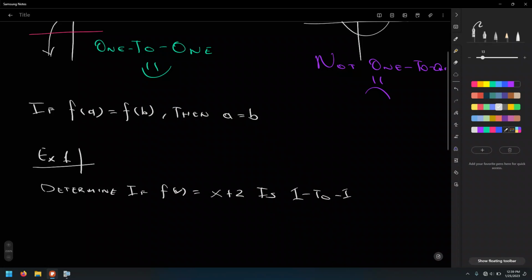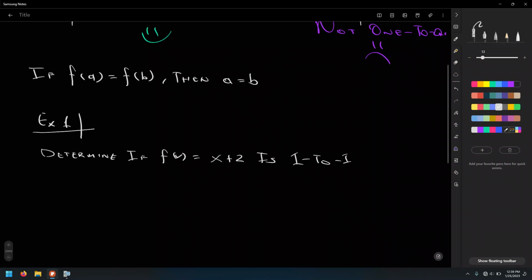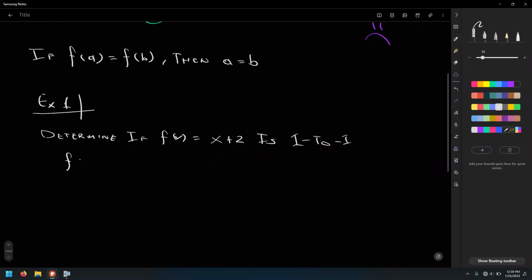All right? So this is what we're going to do. We're going to start with f of a equals f of b. That is, f of a equals f of b. So this is what we're going to do.